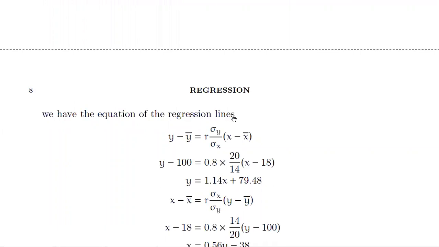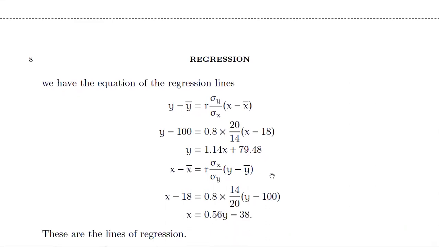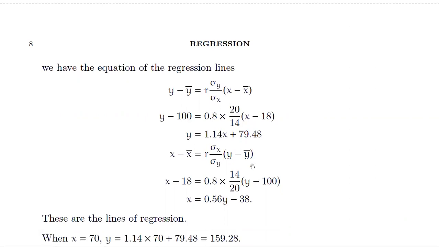We have the equation of the regression line: y minus y bar equal to r sigma y by sigma x into x minus x bar. All the values which are required have been given. Y bar is 100, r is 0.8, sigma y is 20, sigma x is 14, into x minus 18. So solve this equation. We get the line of regression as y equal to 1.14x plus 79.48. This is the line of regression of y on x.